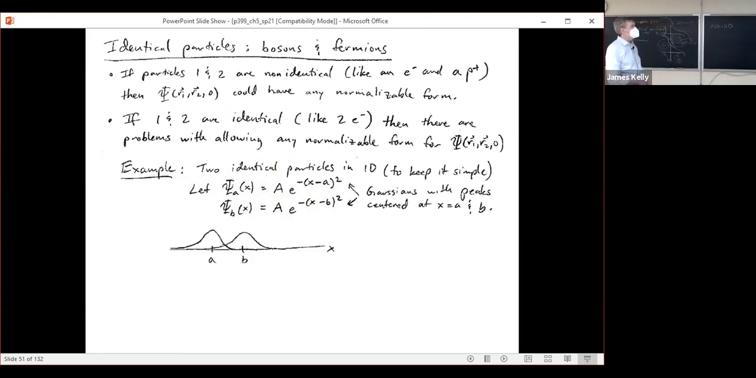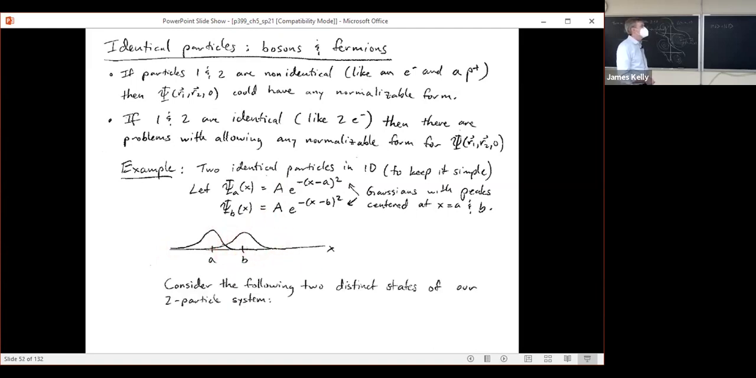So here are the 2 Gaussian functions that look like this. Those are, I'm sorry, I didn't mean electron 1 and electron 2. What I mean is these are definite single particle states. So here's one state that an electron could be in. Here's another state that an electron could be in. And now let's consider putting these electrons into 2 different kinds of states.